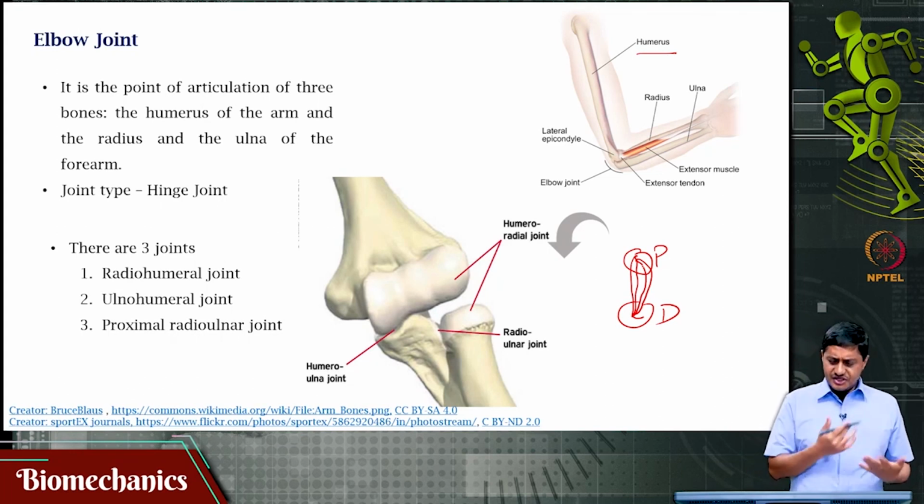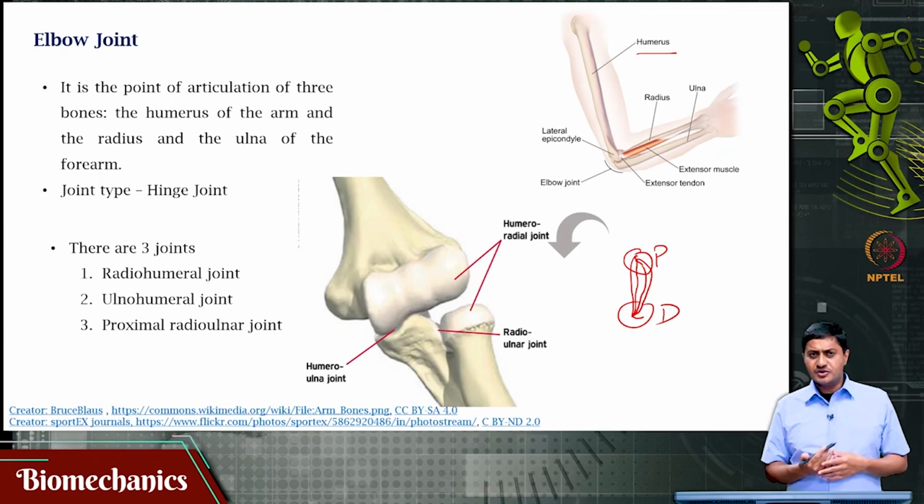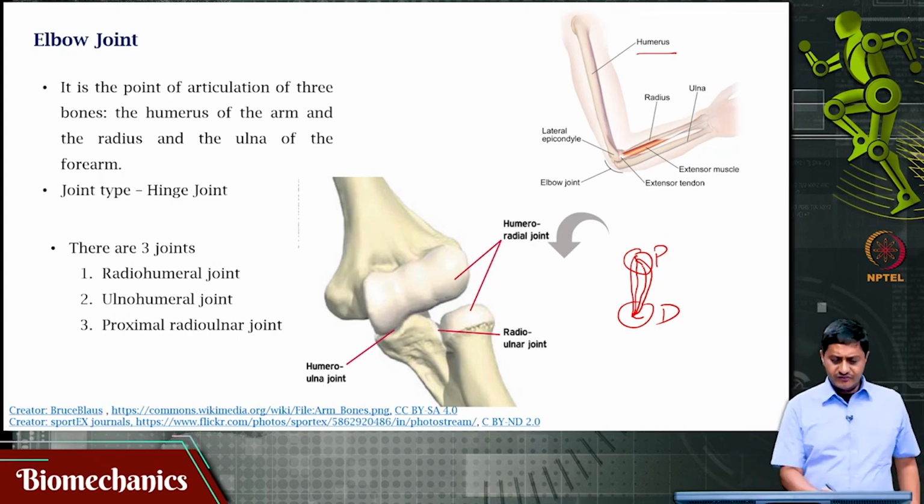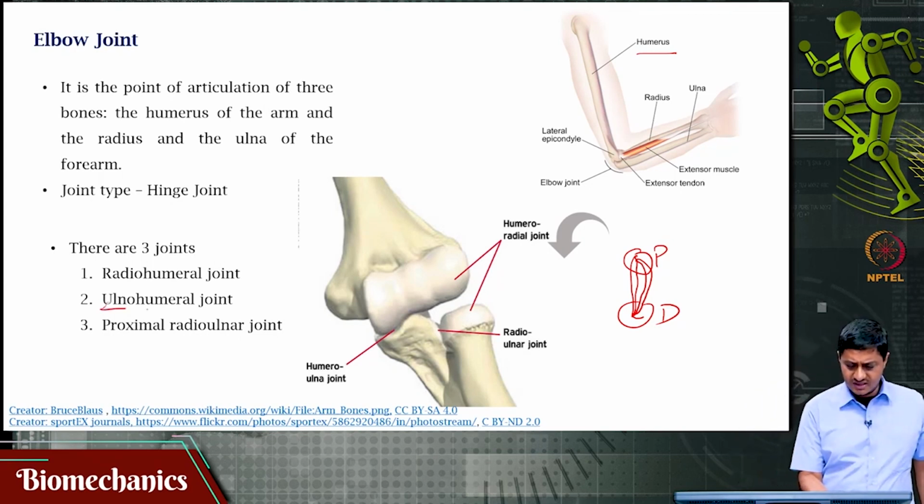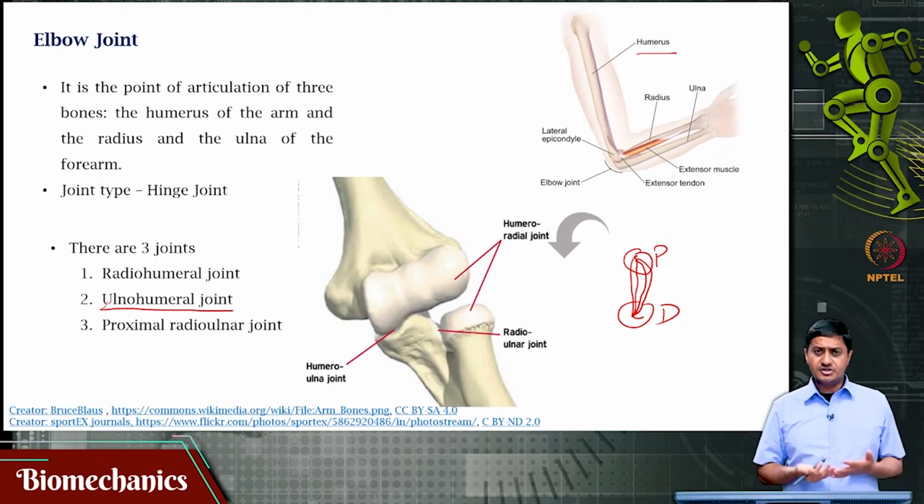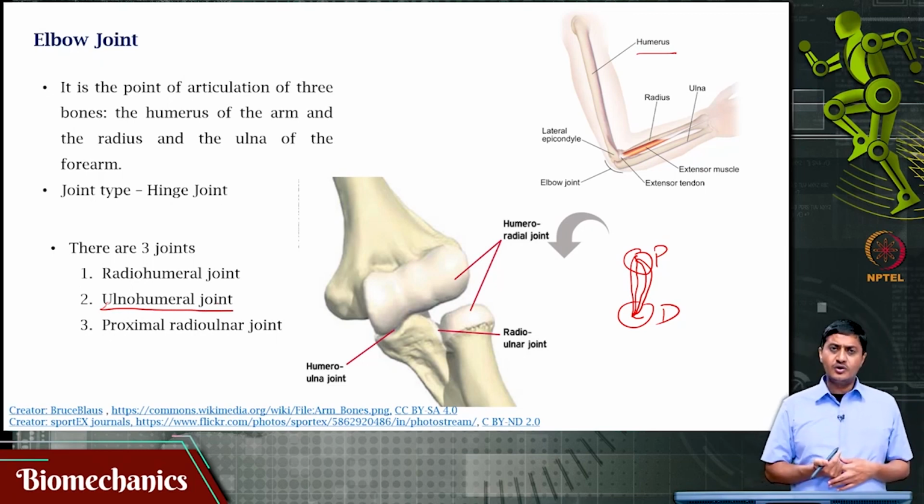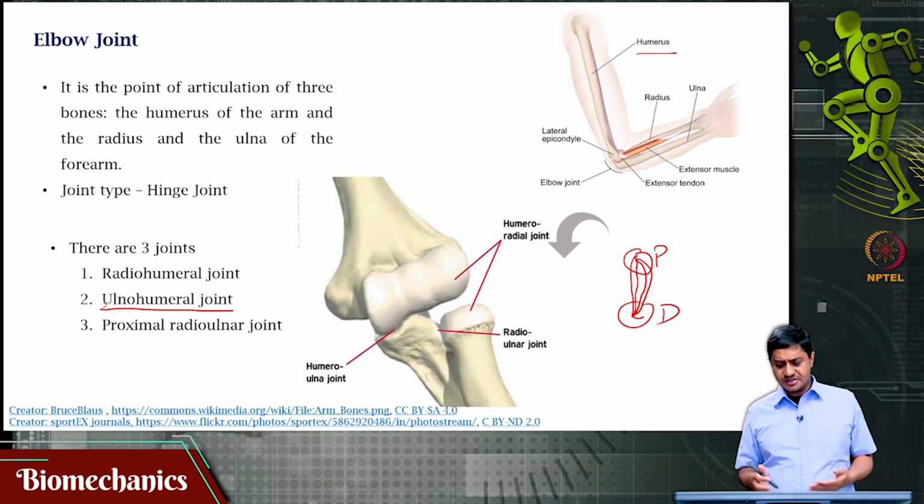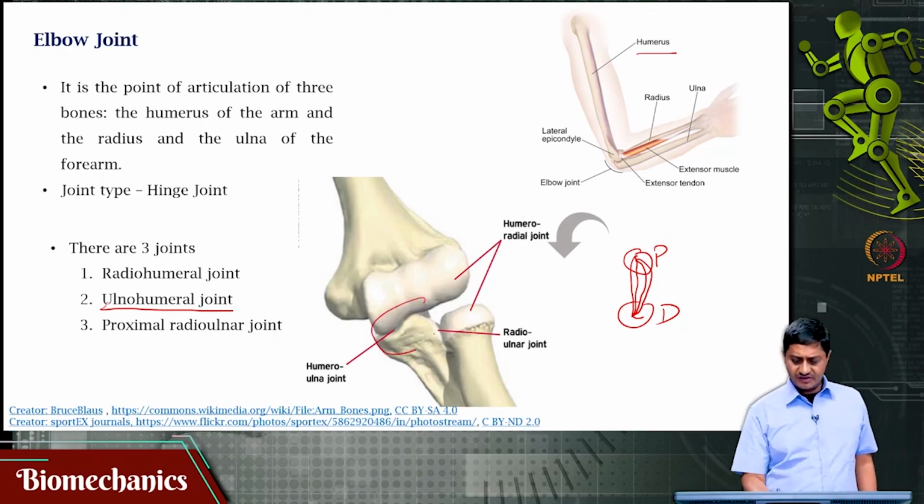In general, when we say the elbow joint, we usually refer to this humero-ulnar joint or ulnohumeral joint. This is what is commonly referred to as the elbow joint. So, whenever someone says elbow joint, this is the joint that they are referring to.